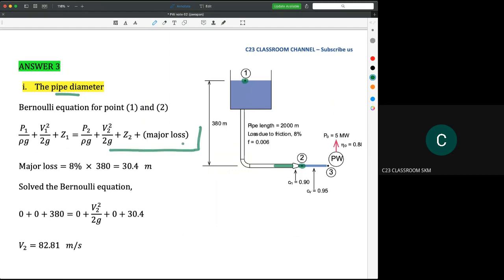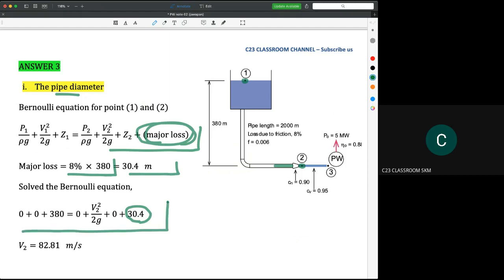The major loss is 8%. So 8% of 380 is 30.4 meters. Because we already know the value of major loss, we just substitute the value of 30.4 here. After that, we get that the velocity at the nozzle output, point number 2 here, is 82.81 meters per second.